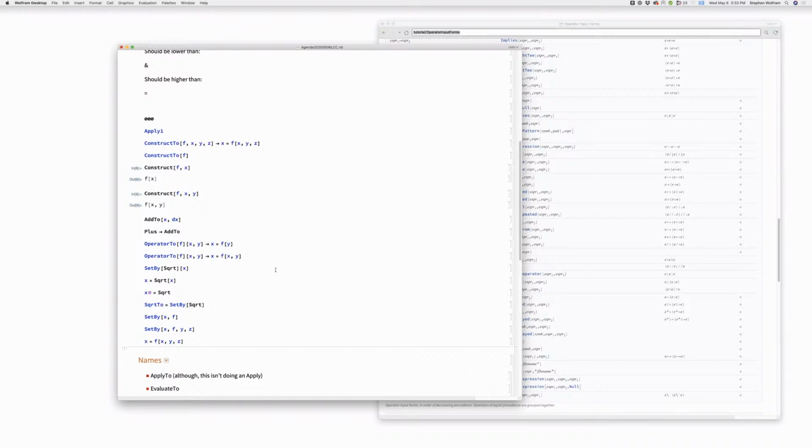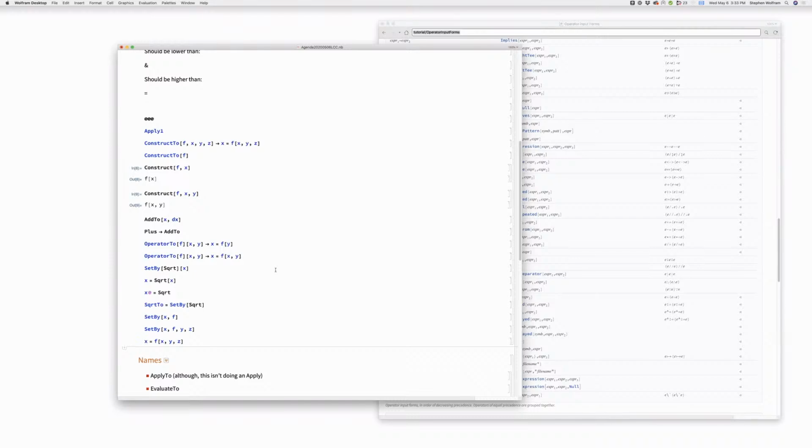No, because set always has the left-hand side and the right-hand side. Right, but the "to" always implies the left-hand side. The "to" is the thing indicating the mutability, the assignment part of it, and the "add" is indicating the operation. And then "set" is the thing indicating the mutability, that the first argument is going to be changed.